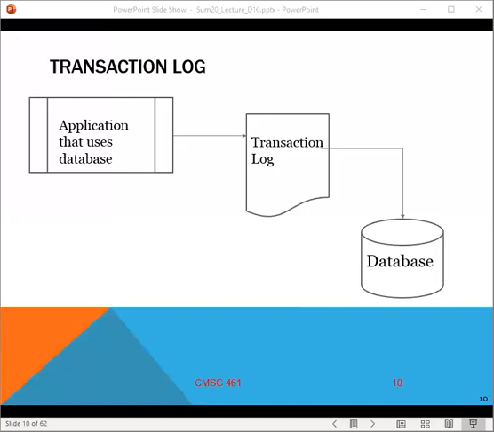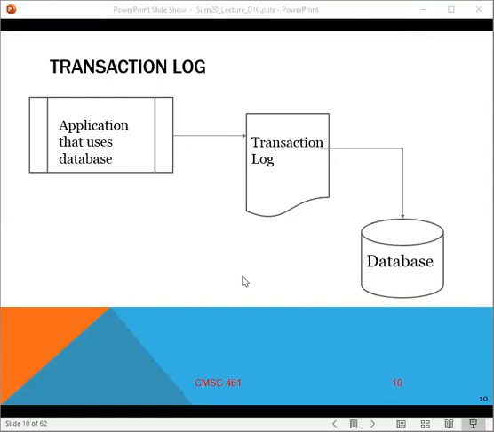Here's how it works. We have applications that use the database. They will write every result from every single individual SQL statement into a transaction log. Then at the end of the transaction, if everything went okay, they write a commit. So in our transaction log, it has a begin transaction, and then it has a commit.